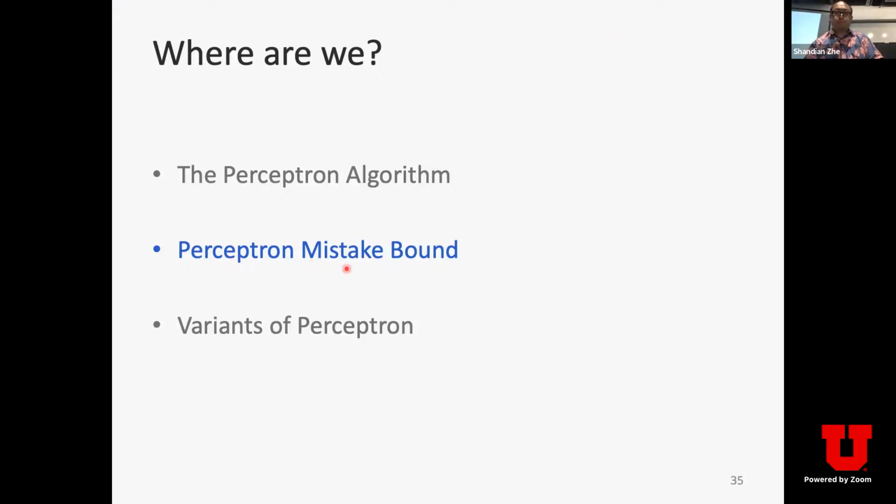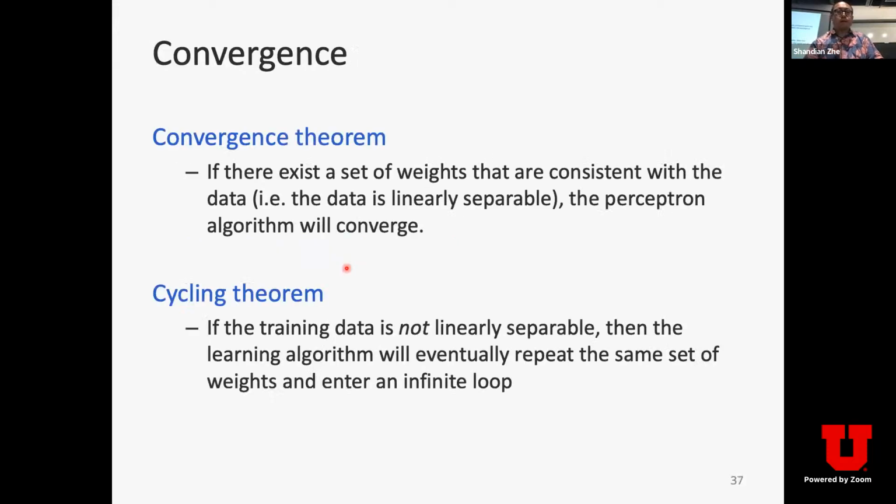Basically, we can summarize the behavior of the perceptron in 2 aspects. First, if your data set is linearly separable, then the perceptron is guaranteed to converge. Converge meaning that you will be able to correctly classify every training example. There won't be any update after a finite number of updates.